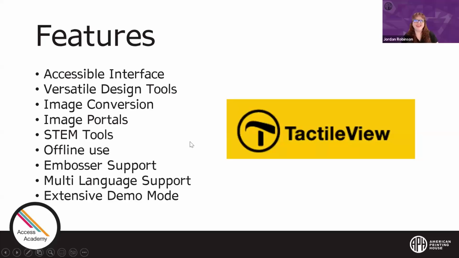There are a number of versatile design tools: creating lines, creating squiggles, creating dots, just about everything you can think of, shapes, and image conversion, which is personally what I use most often. TactileView does come with a couple of portals that you can use. They have their own catalogs similar to the APH TGIL. And they also have a map creation portal, which Andrew will be going over later in one of our demos.